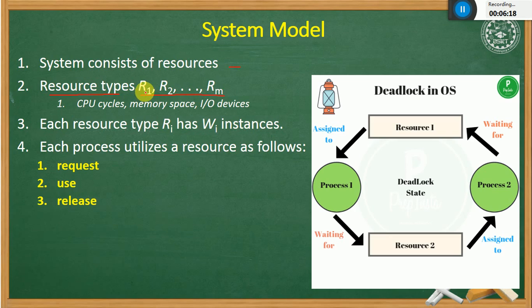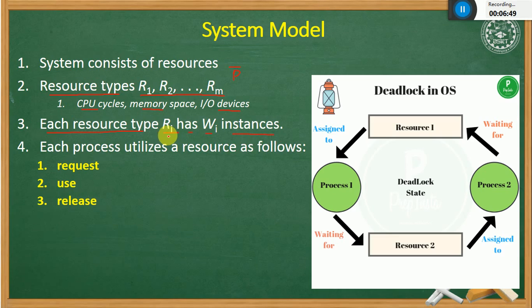So they can be indicated by R, capital R, so R1 to RM. So these M number of resources may be available. So resources are CPU, main memory or IO devices. Okay, and processes are indicated by P and go on from P1 to PN, N number of processes. Okay, each resource of type RI has WI instances.